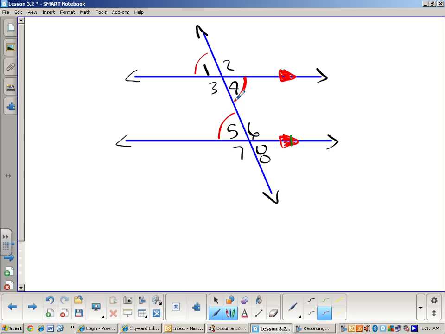Sometimes, remember the difference between postulates and theorems? A postulate does what? What do we say about postulates? They're a fact, right? That we just accept to be true. And with theorems, we prove them to be true, right?